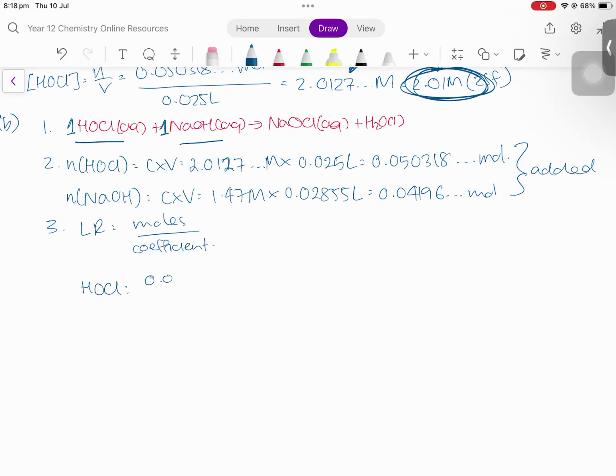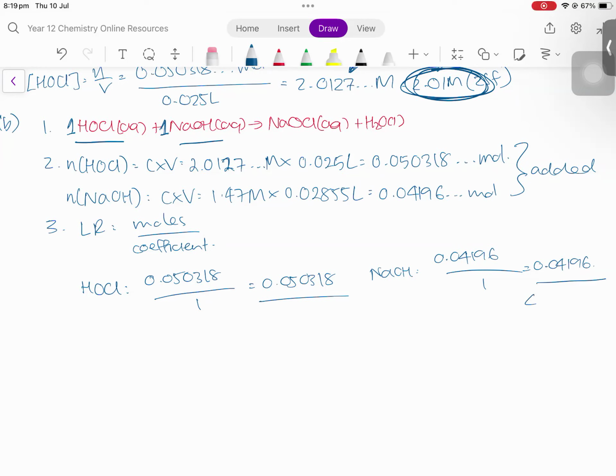The equation was given to us. So for HOCl, 0.050318 divided by 1, same thing. For NaOH, 0.04196 divided by 1, same thing, 0.04196. Your limiting reagent is the smaller number out of the two that you get. 0.05 for the HOCl is bigger than 0.04 for the NaOH. 0.04 is smaller. So therefore, NaOH is my limiting reagent.